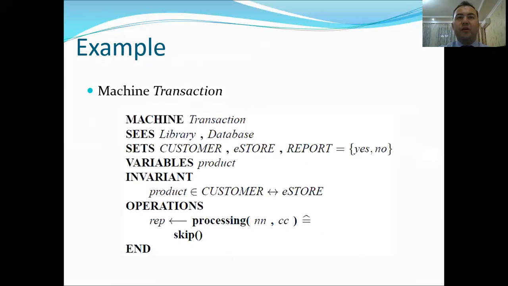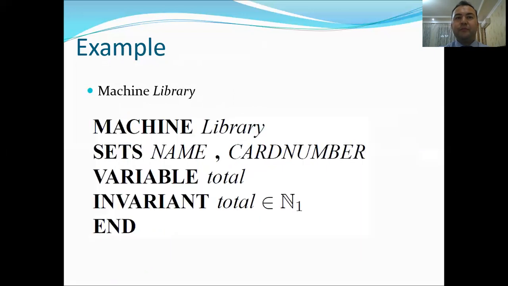The abstract model of the process transaction can be represented by the machine illustrated on this slide. This model represents a simple system of purchasing a product in e-store by a customer. In this machine, we first declare sets customer, e-store, and report. The main variable product represents a bidirectional relation between the customer and e-store sets. The main operation declared in this machine is processing, definition of which is deferred. The return value of the operation indicates whether purchase was successful.